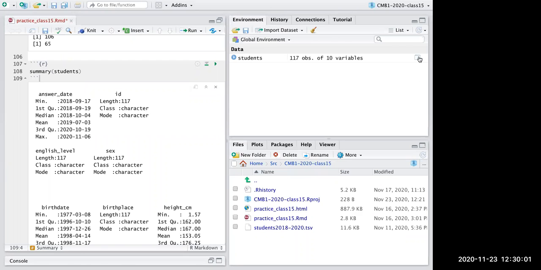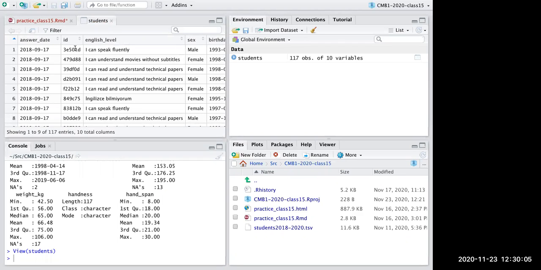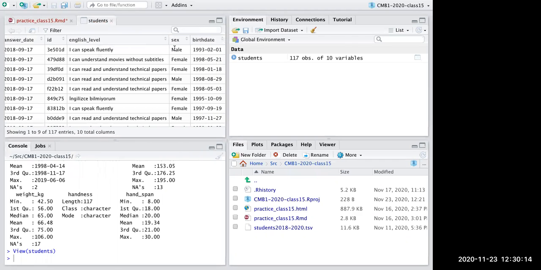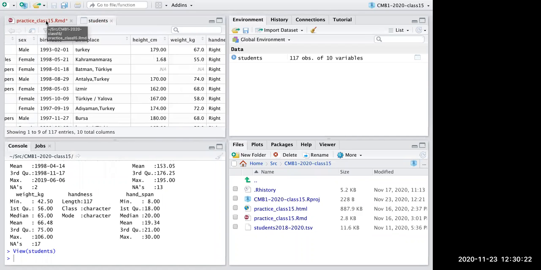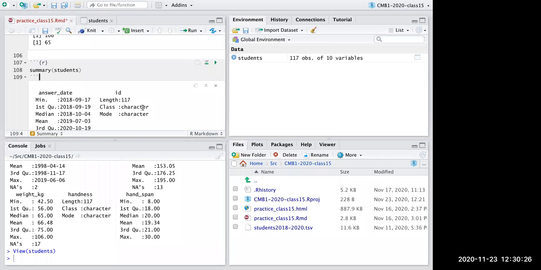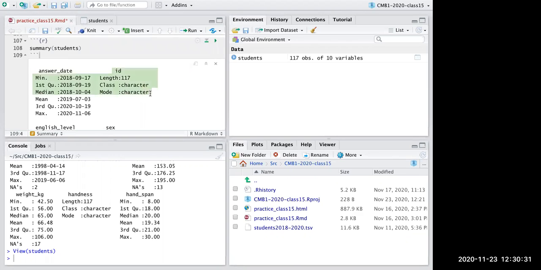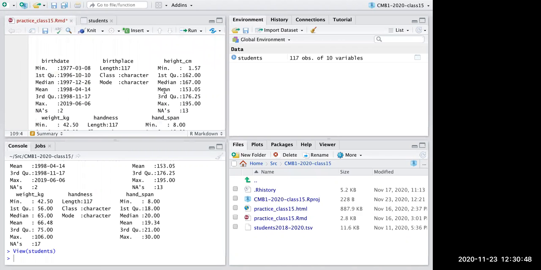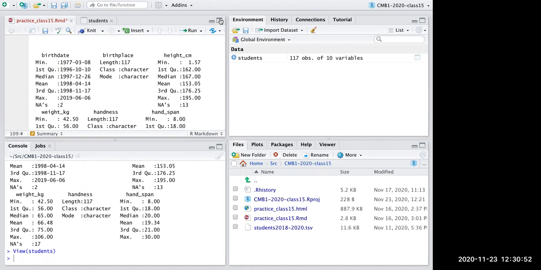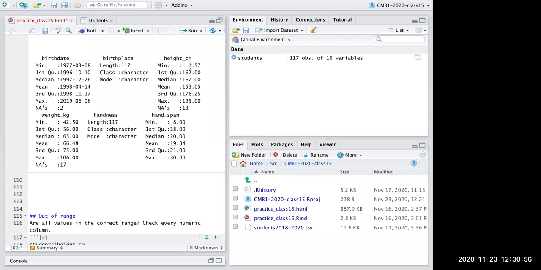Let's remember what is here. We have date, we have an ID, a kimlik, answer in text, sex in text, birth date. So some are text, some are numbers. When you use the command summary, the text is not telling you anything useful. You see? It's just saying how many you have, and you only know that they are character. The date is more useful, and the numbers, in particular here, height. You see the minimum height, the median, the maximum, and how many people didn't answer.